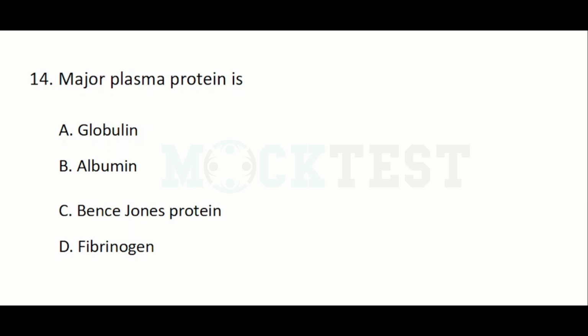Major plasma protein is option A globulin, option B albumin, option C Bence-Jones protein, option D fibrinogen. Major plasma protein is option B albumin.